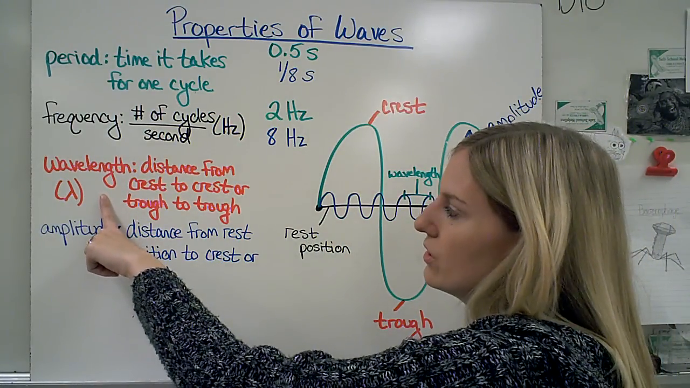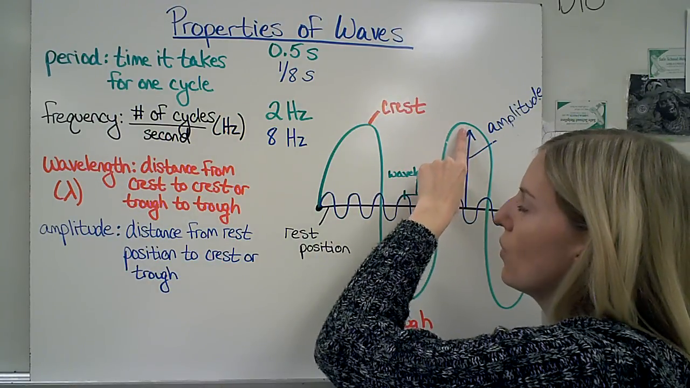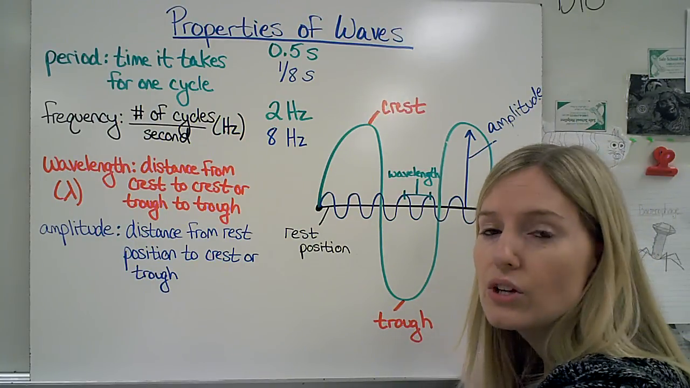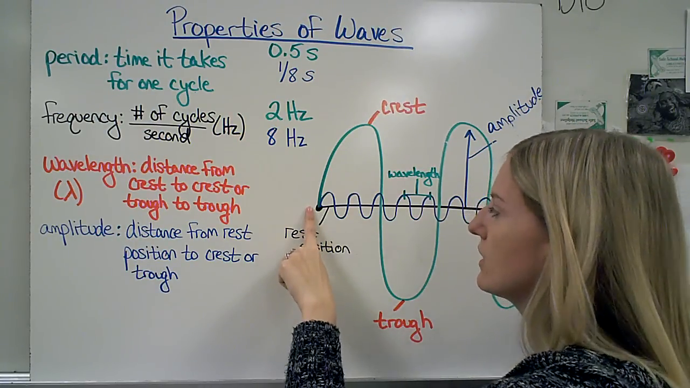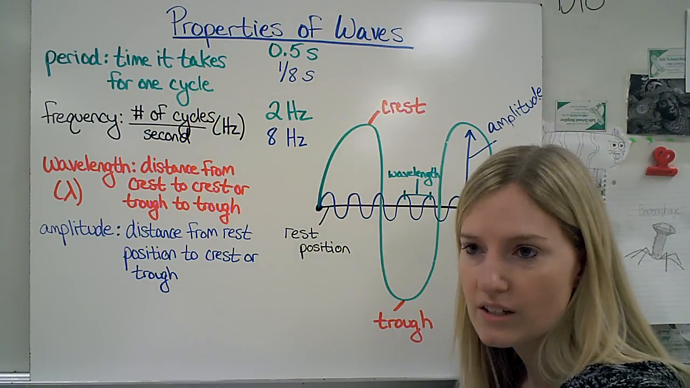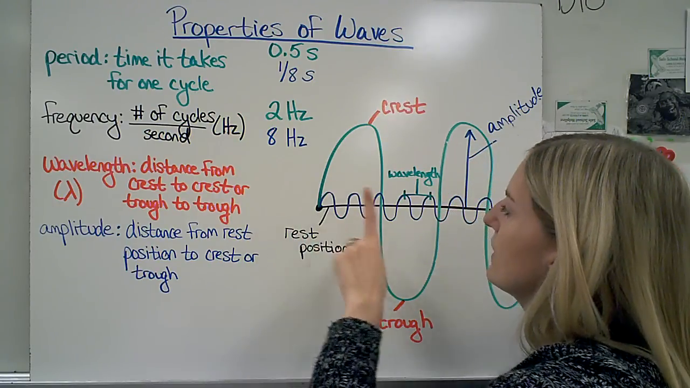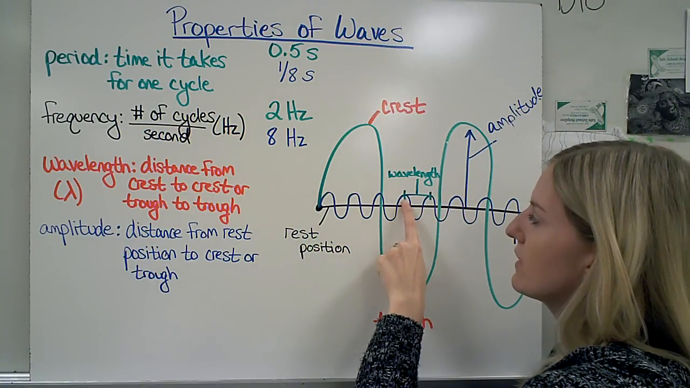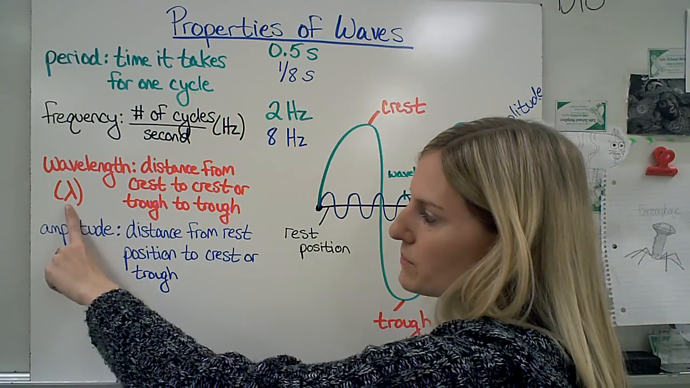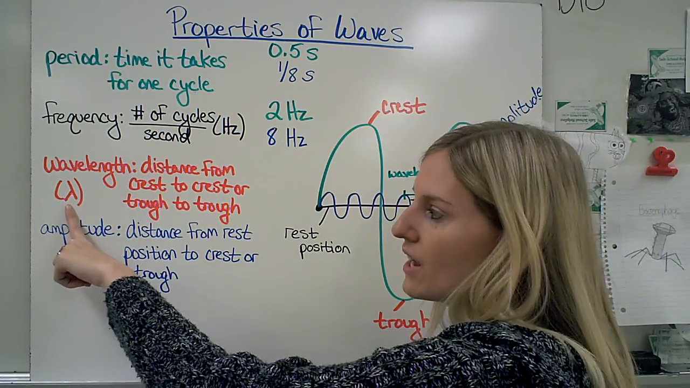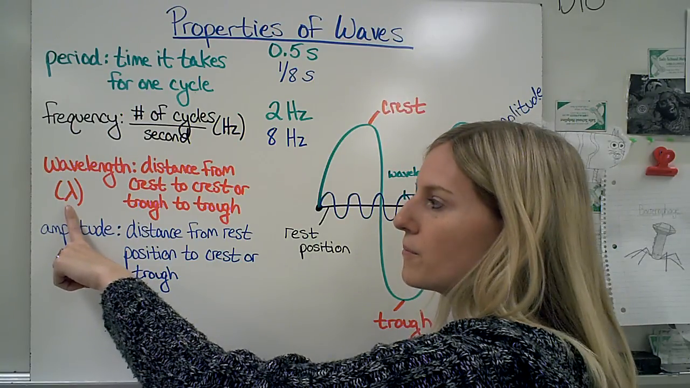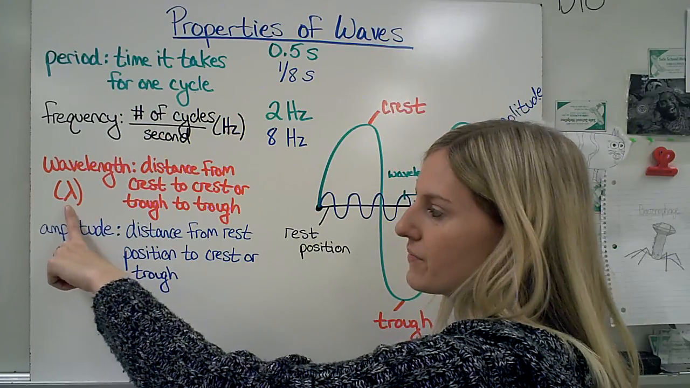Wavelength is measured from crest to crest or trough to trough. Those are the easiest ways to measure wavelength. You could also measure it from the beginning of the cycle to the end of the cycle. Any of those measurements should equal the same distance. So I see on my blue wave, I've labeled wavelength as crest to crest, but it could also be trough to trough. Wavelength is represented with a Greek symbol called lambda, and that's what it looks like right there. So if we see that later, that's what we use to represent wavelength.